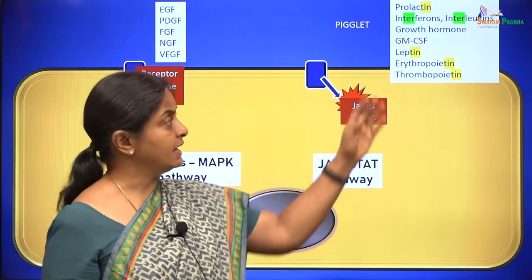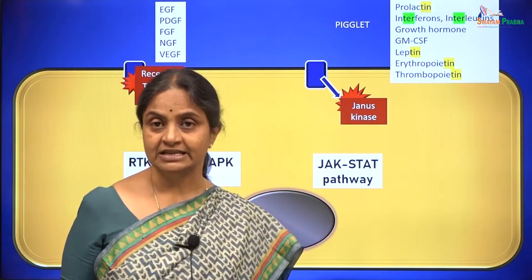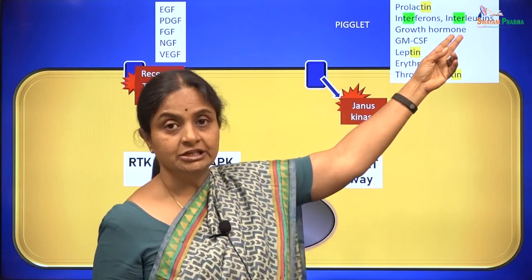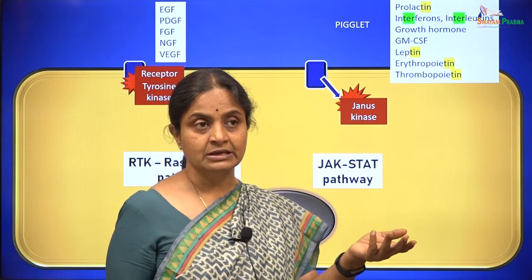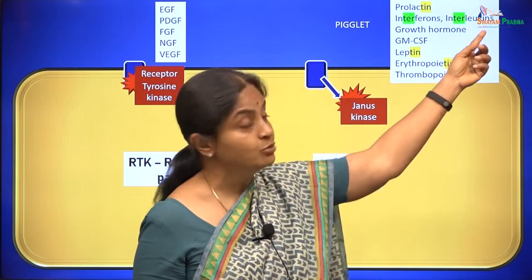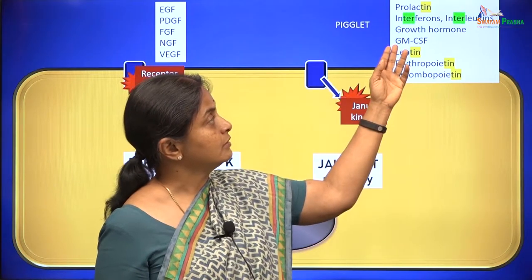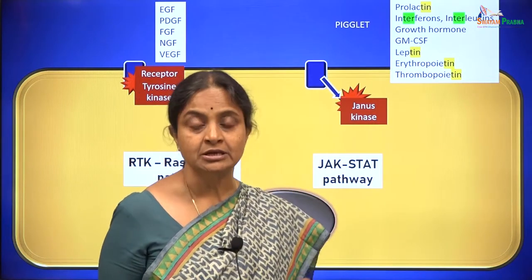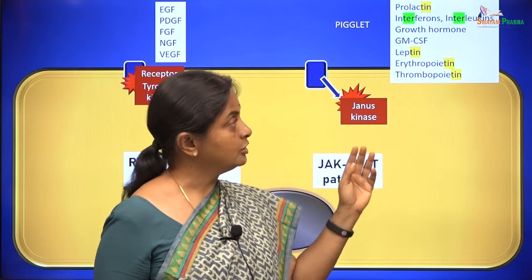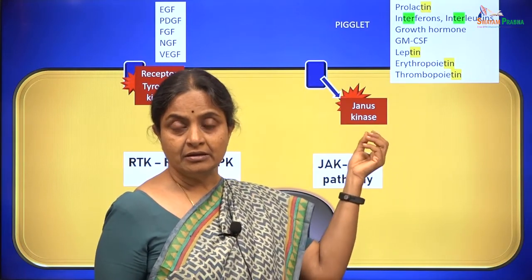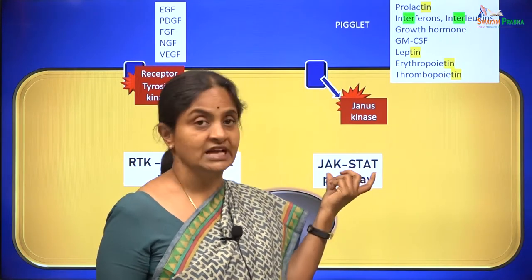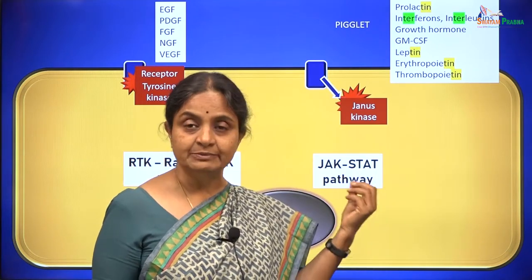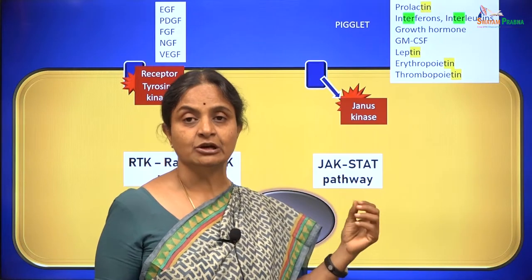Now let us look at the ligands which activate the Jak-STAT pathway. Take a look at interferons, interleukins. These are cytokines secreted by white blood cells, and that's why leukins. Then we have granulocyte, monocyte, colony stimulating factor, erythropoietin, thrombopoietin. So now you would understand that a lot of hematological cells, blood cells, use the Jak-STAT pathway for their cell proliferation. And therefore, this pathway is implicated in a number of hematological malignancies.